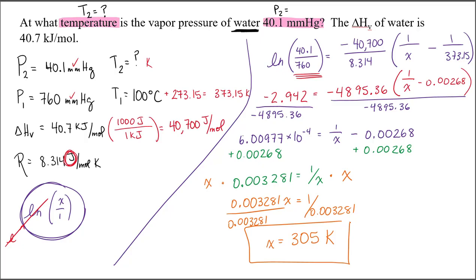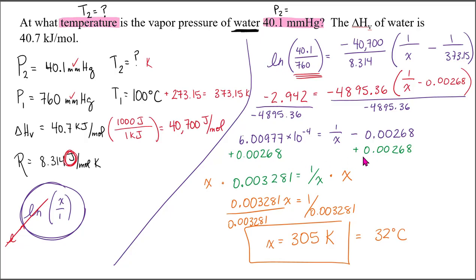At 100 degrees Celsius, the vapor pressure above water is 1 atmosphere, 760 millimeters of mercury. We have way less. In order to have way less vapor pressure above the surface of the water, the temperature has to be way less. And sure enough, it is. 305 Kelvin is approximately 32 degrees Celsius. So it's still warm. It's warm water, but it is not even close to boiling water. The boiling point of water is 100 degrees Celsius.